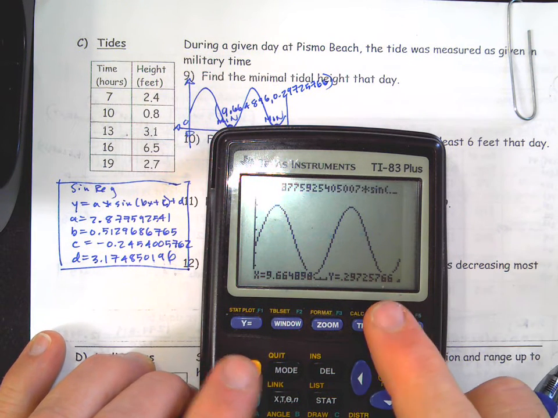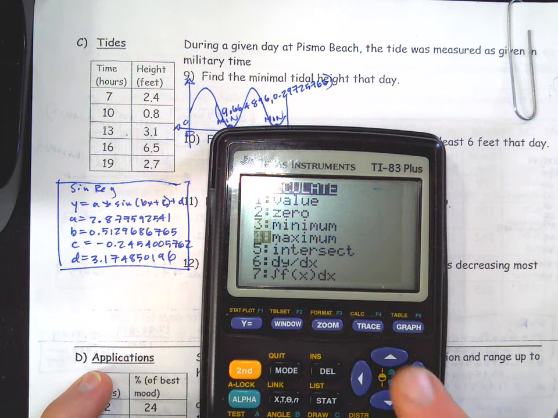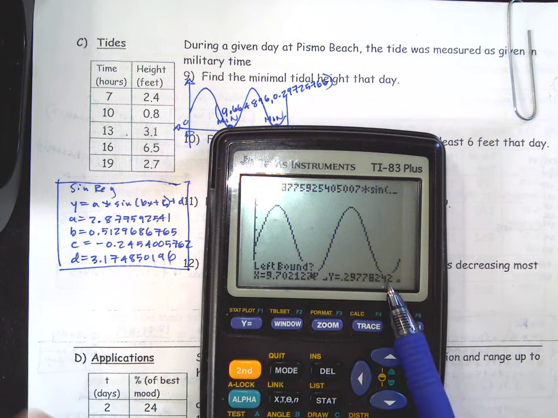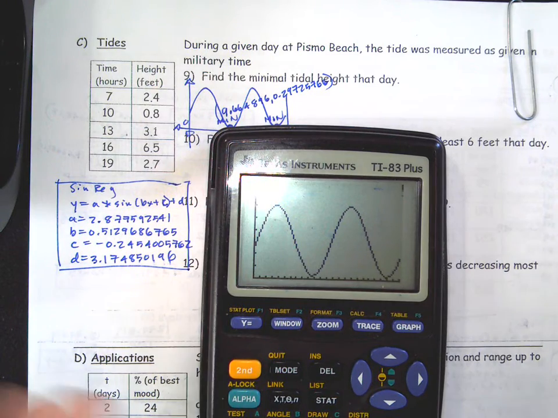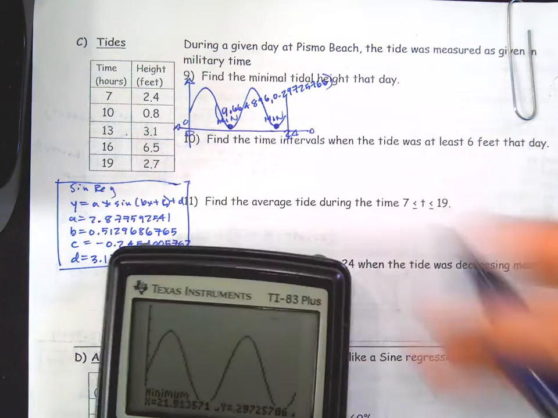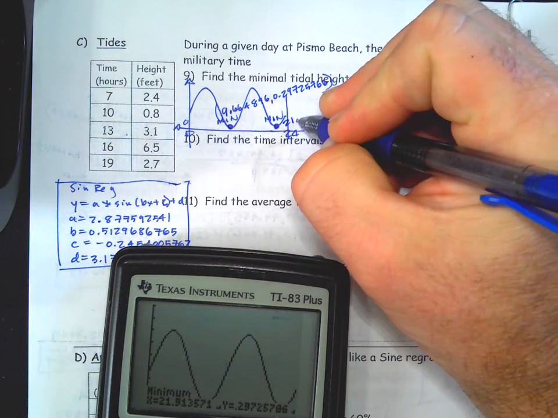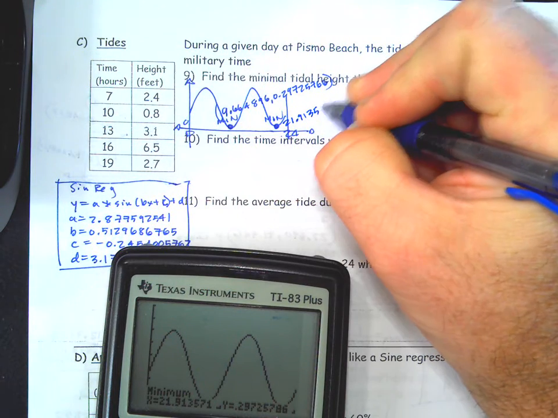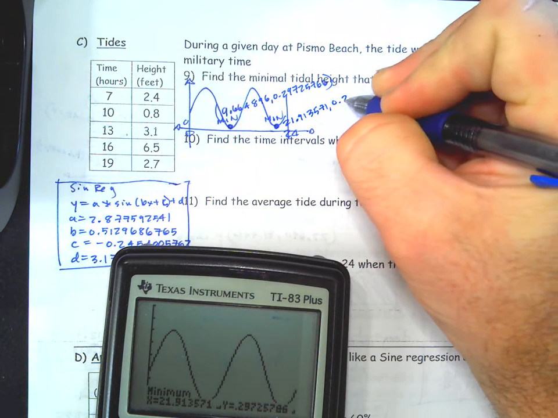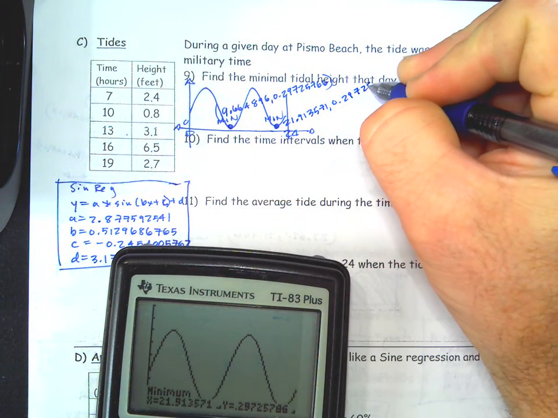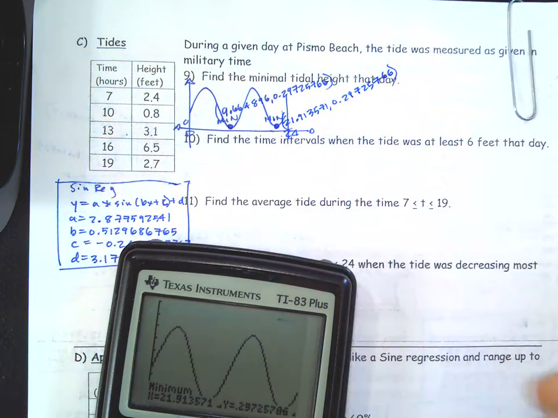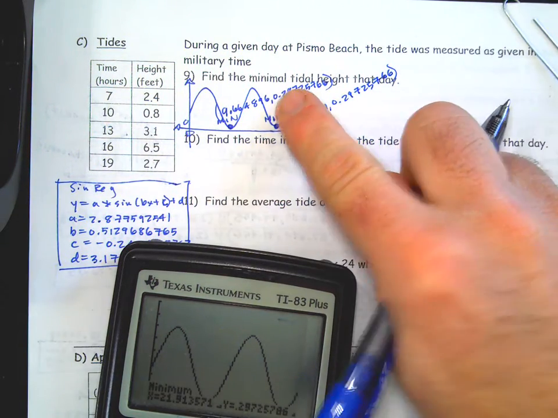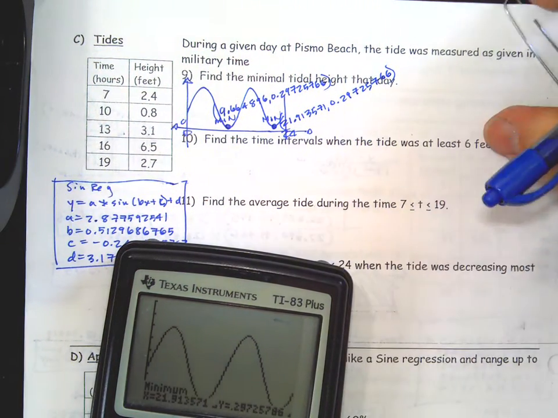Next one is second calculate, number 3 minimum. This one looks like it's around 22 or so. I'm going to say 20 to 24, guess 22. So that's way faster than going back and forth in cursor, just types the numbers in. It is 21.913571, comma, 0.297257766. So now anytime you answer minimums or maximums, I want you to answer your question a certain way.